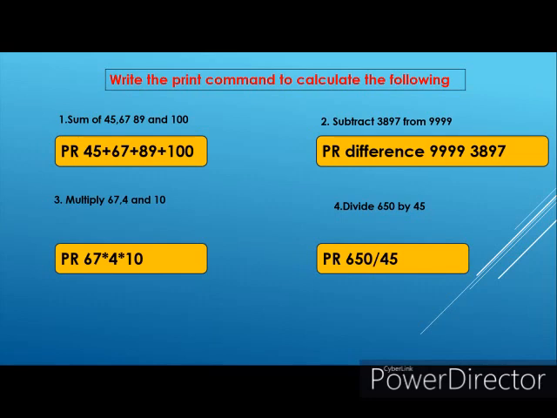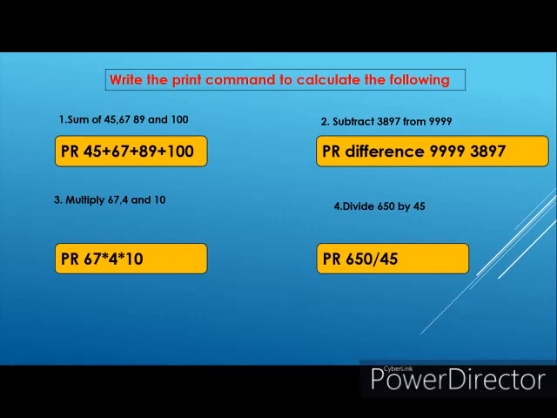And second one, subtract 3897 from 9999. Print difference. Okay, the print statement for doing this problem is print space difference space 9999 space 3897. Okay, write the print command in the space given.